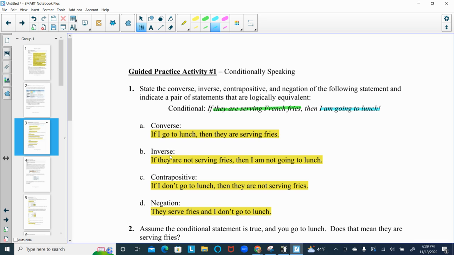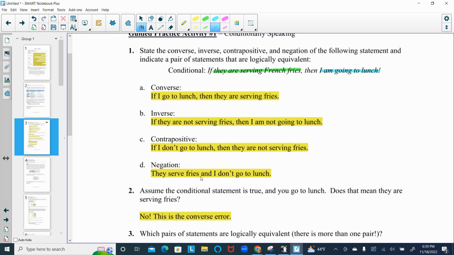The inverse is the negation of both. So if they are not serving French fries, then I am not going to lunch. The contrapositive is a combination of both. If I'm not going to lunch, then they are not serving French fries. And then the negation is they serve fries and I don't go to lunch. So this is not as important. These are hugely important. When you look in your practice exam, you will see these kinds of things.